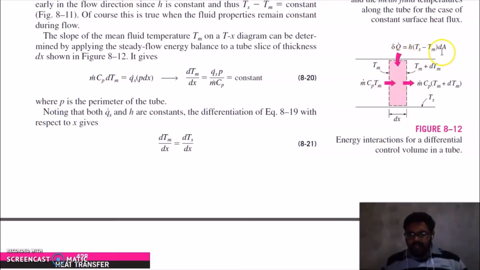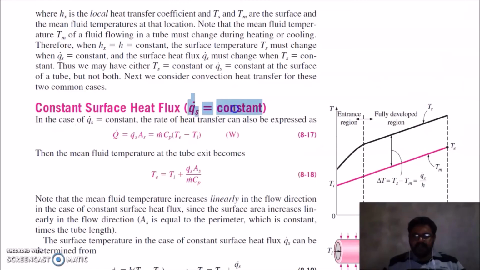where dA is equal to the perimeter of the tube into dx, because this is a cylindrical tube. So this is the total heat supplied, which is Qs into P dx, and this is your total energy change in the fluid, that is the outlet energy minus the inlet energy, which is equal to m dot Cp dTm. So dTm by dx is equal to Qs P by m dot Cp. This is a case of constant heat flux.